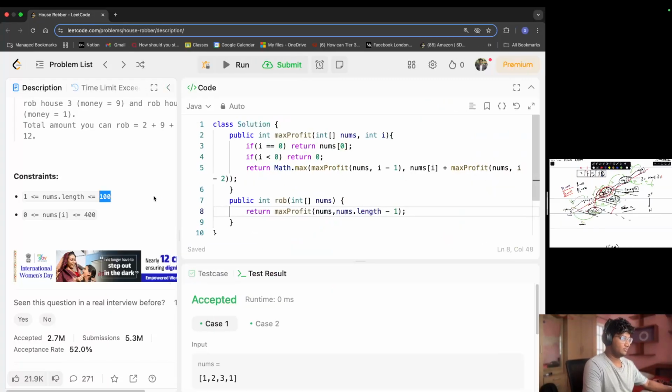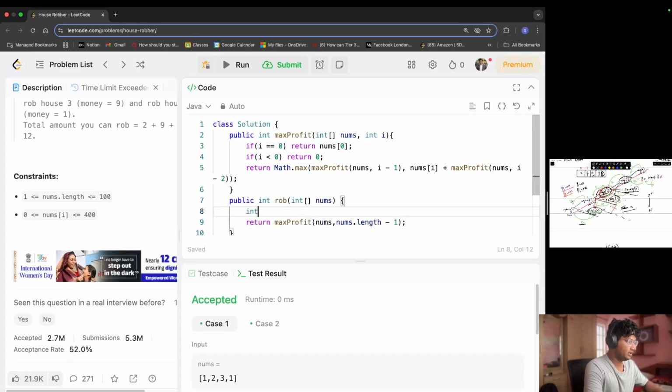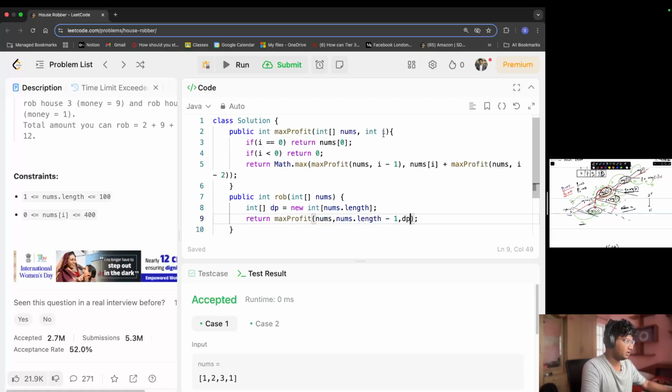I'm going to have a DP. This is nothing but dynamic programming, and this concept is called memoization. You're storing the value and then you're using the same value somewhere else. So I'm going to initialize a DP, new int[nums.length]. And then here I'm going to pass DP as a parameter, and here I'm going to receive DP as a parameter.